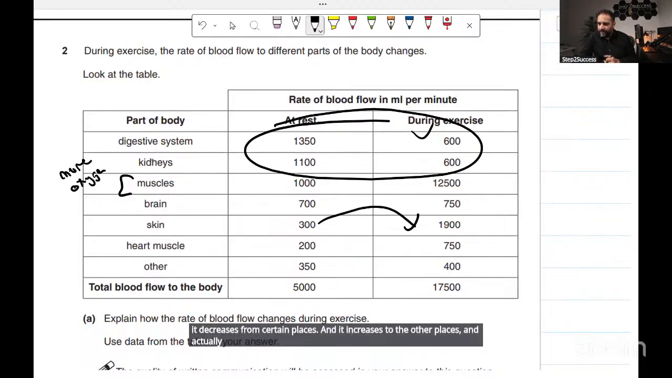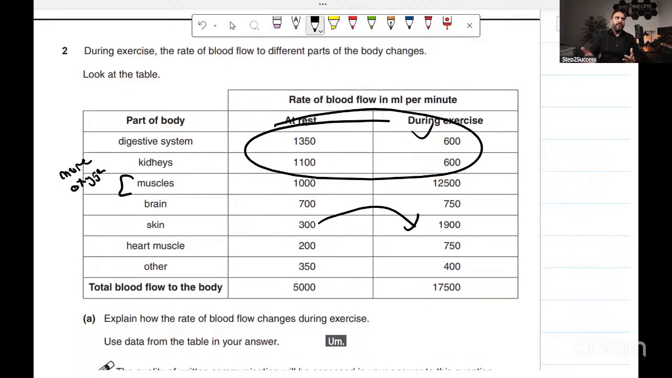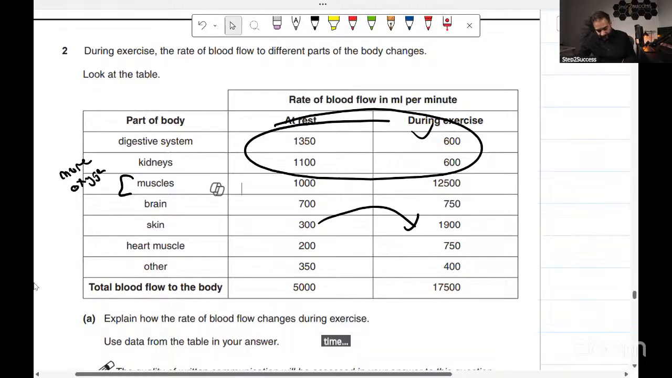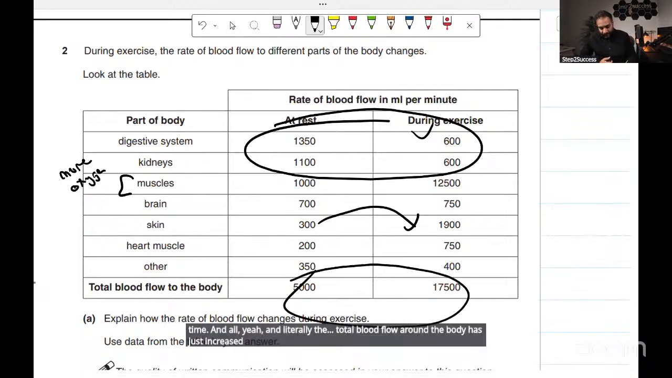So explain that blood is diverted, it's a good word, away from certain places to places like your muscles or your skin that need more of it during that time. And then literally the total blood flow around the body has just increased. Well, the numbers are just way bigger. Okay.